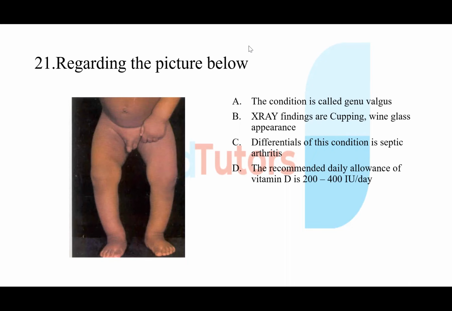The feature of this condition is aseptic arthritis. The differential of this condition is not septic arthritis. And the recommended daily allowance of vitamin D is usually about 600 to 800 IU per day.